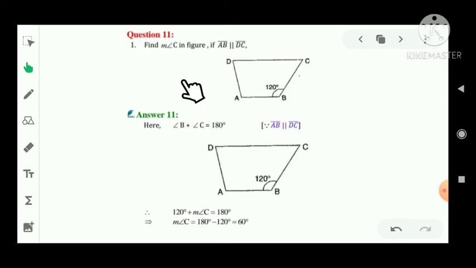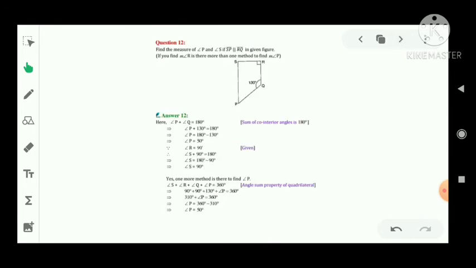In this figure we have to find out the angle C in this figure if AB and DC will be parallel. Because AB and DC is parallel to each other, so we have to use the angle sum property of a trapezium here. That means angle B plus angle C will be 180 degree because angle B's value is given here. So we are able to find out the value of angle C easily. Like angle B plus angle C is equal to 180. That means 120 plus angle C is equal to 180 degree. That means what will be the value of angle C? It will be 180 degree minus 120 degree. That means 60 degree. Let's see the last question of this exercise.